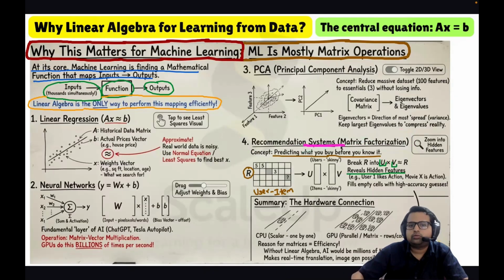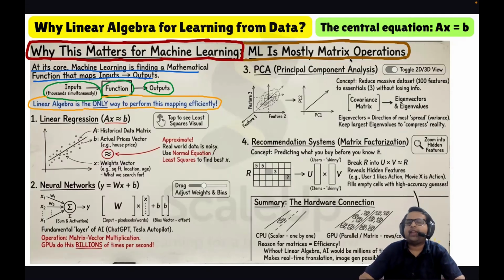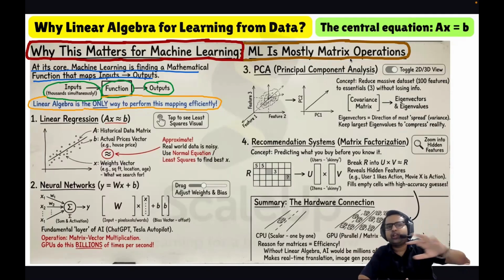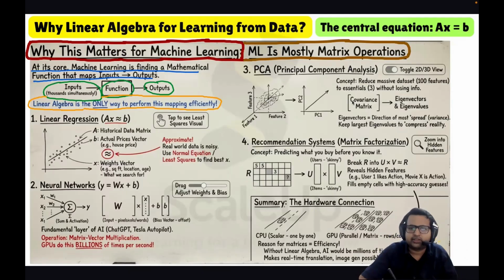So now it is very clear to us that machine learning is mostly matrix operations. Regardless of what algorithm you are using, any famous machine learning algorithm you take, you are doing some sort of matrix operations. And now one very interesting discussion we will do.